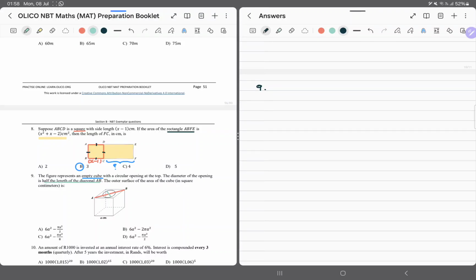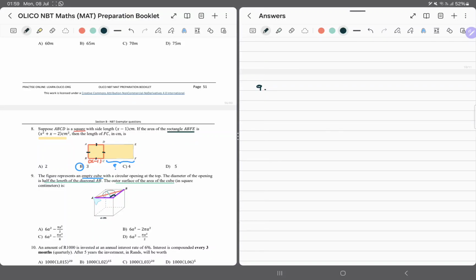That's very important. And then the outer surface area of the cube in square centimeters is. Okay, great. So here's the most important, guys. This is a cube, right? So a cube is basically going to have this side, and then this side, right? These ones are at right angles to each other, right? Because this is a cube, so this is 90 degrees. Forget that circular part for now.